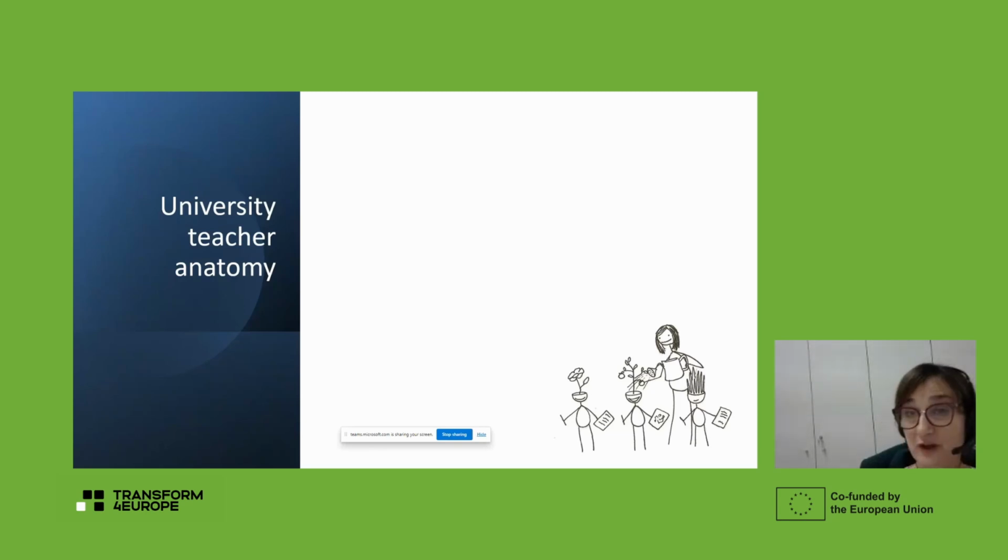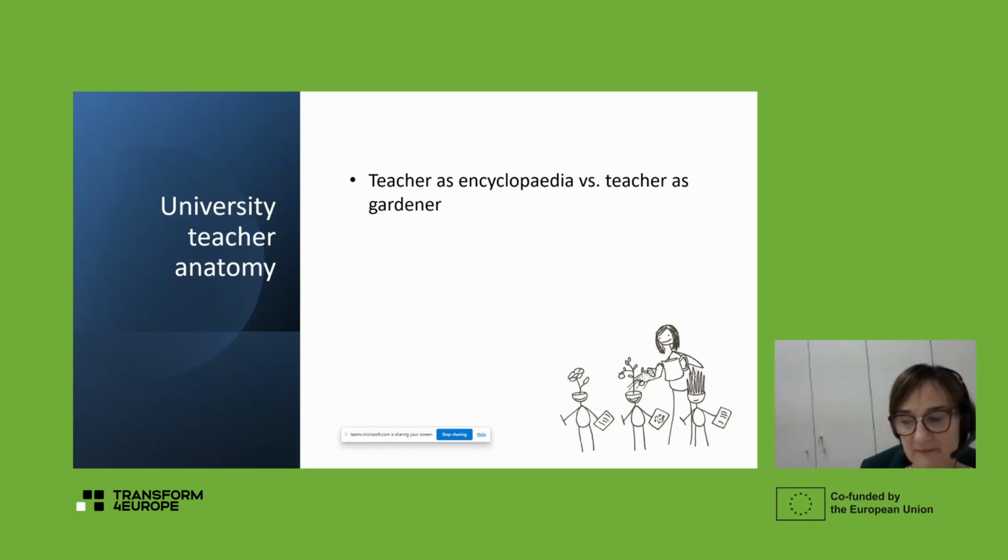So we can also, of course, talk about the university teacher anatomy, another metaphor. See, I keep using metaphors all the time. So here we have two metaphors, two extremes, as you wish. The teacher as an encyclopedia or a book, and the teacher as a gardener. And they, of course, reflect two different ways of understanding the role of the teacher. And we can say in the past, the teacher was conceived primarily as a transmitter of knowledge. So somebody who transmits or transfers knowledge.